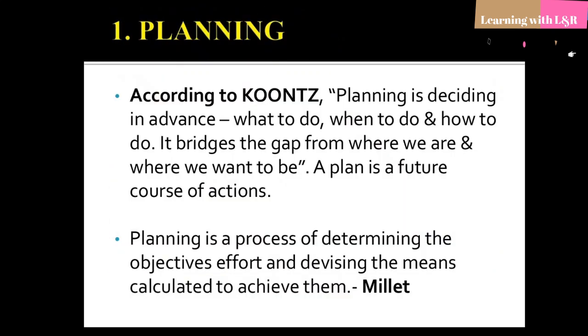Then the first one is planning. According to Koontz, planning is deciding in advance what to do, when to do, and how to do. Right? It bridges the gap from where we are to what kind of goal we want to achieve, means where we want to be. A plan is a future course of action. The next one is planning is a process of determining the objectives, effort, and devising the means calculated to achieve them.